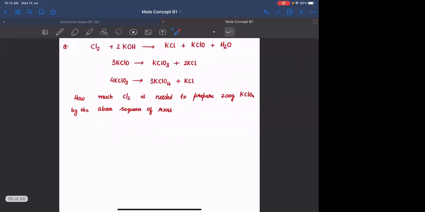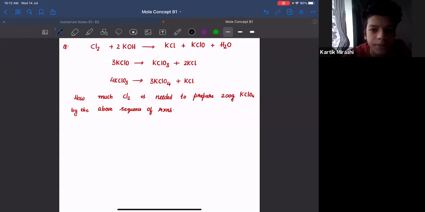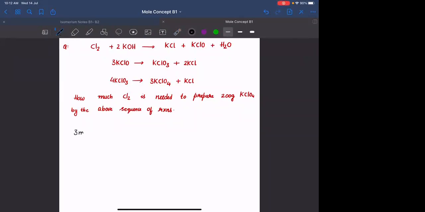Okay, in order to get 3 mole of KClO4, how many moles of KClO3 are required from this equation? 4 mole. Yes. So वही यहाँ पे लिखता हूँ: 3 mole KClO4 is formed from 4 mole KClO3.